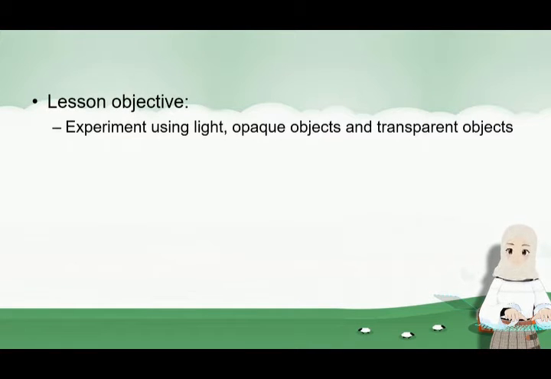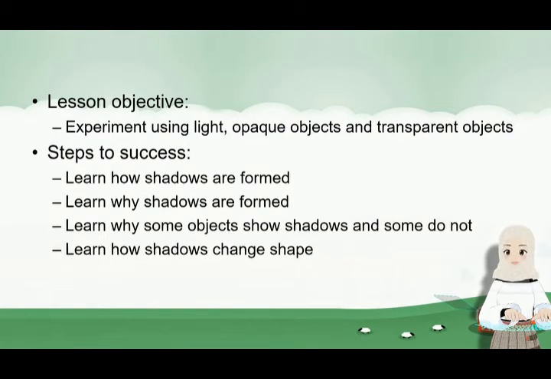Your lesson objective today is to experiment using light, opaque objects, and transparent objects. Your steps to success are to learn how shadows are formed, learn why shadows are formed, learn why some objects show shadows and some do not, and learn how shadows change shape.